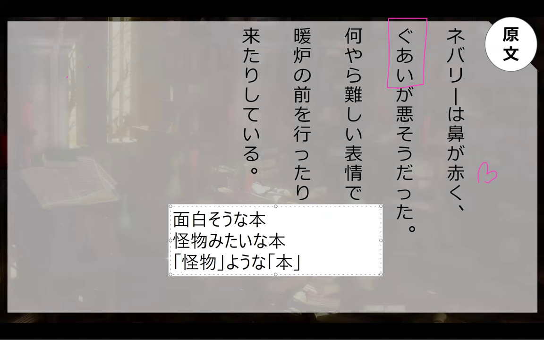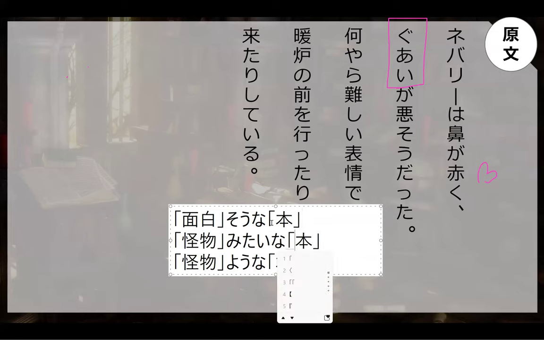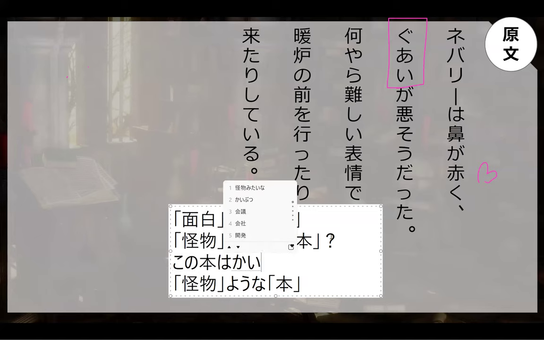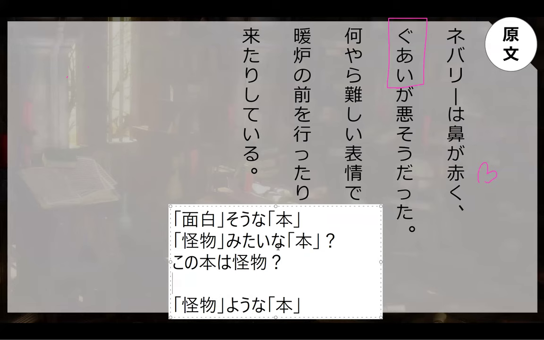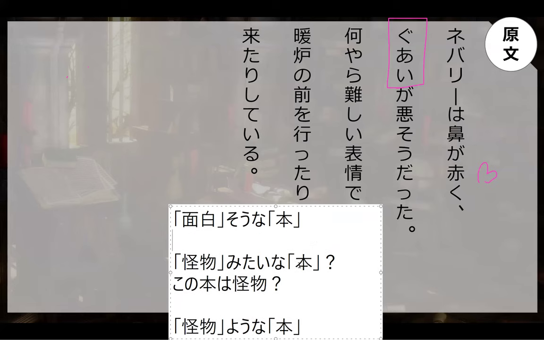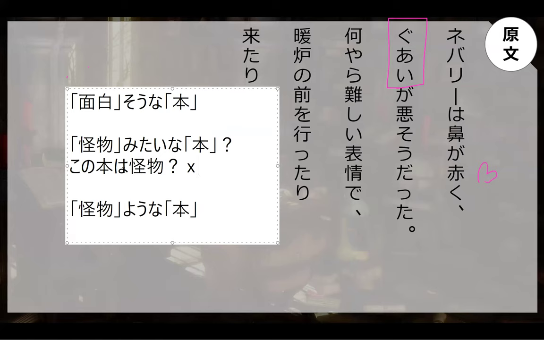But the thing is, both of these in English would be translated as a book that looks blank. However, is the book a monster? If you say kaibutsu mitai na hon, kono hon wa kaibutsu? Is the book a monster? No, it is not a monster. And that is the same with you. If you say kaibutsu no you na hon, it should still not be a monster. Not physically, anyway, even though it acts like a monster. It's like it quacks like a duck. It's not necessarily a duck, I guess, in that case.